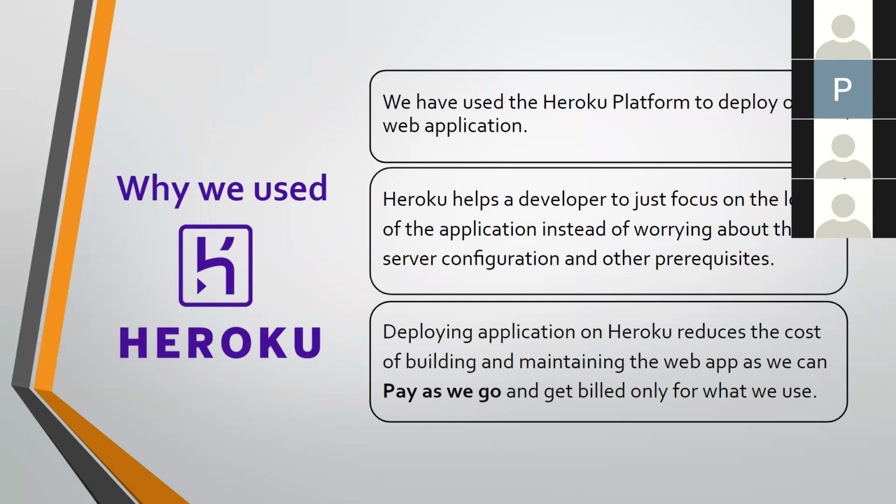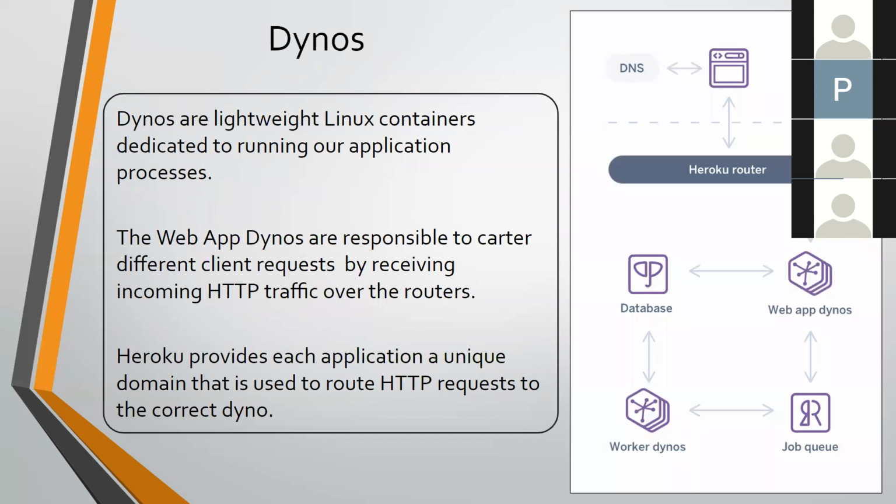Heroku helped us only to focus on the logic of the application rather than worrying about the server configurations and other complex parts. It also provided us with a pay-as-you-go model so that we get billed only for what we use. Next slide. Heroku uses the concept of dynos to provide its services. Dynos are nothing but lightweight Linux containers that are dedicated to run our application processes. Actually, dynos are of three types: web dynos, worker dynos, and one-off dynos. Each application on Heroku is provided with a unique domain that is used to route the HTTP request to the correct dyno. Next slide.